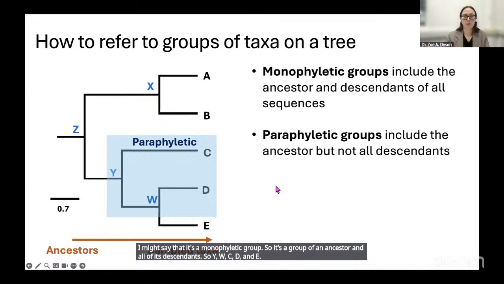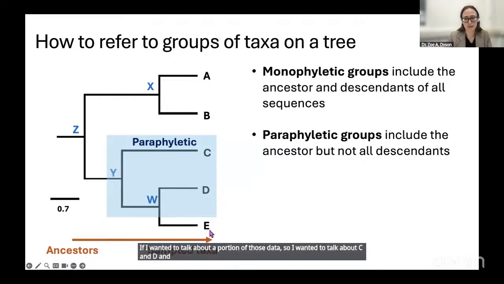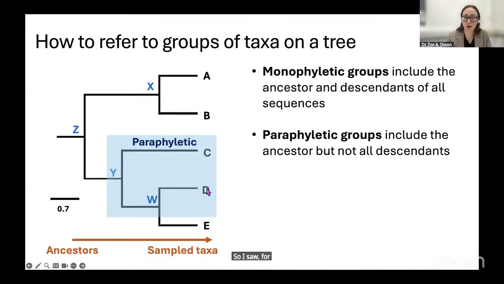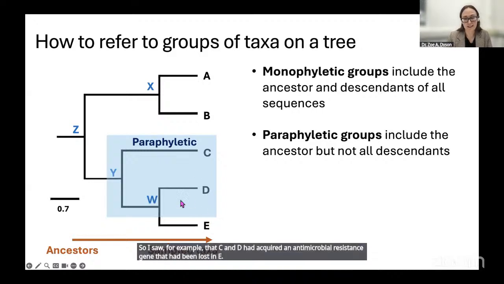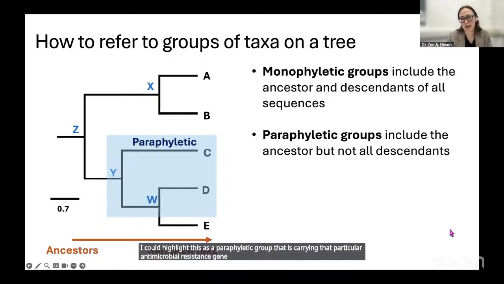If I wanted to talk about a portion of those data, so I wanted to talk about C and D and W and Y, but I was leaving off E, I could refer to that as a paraphyletic group. So I saw, for example, that C and D had acquired an antimicrobial resistance gene that had been lost in E. I could highlight this as a paraphyletic group that is carrying that particular antimicrobial resistance gene. And it's a way of referring to an ancestor, but not all of the descendants.